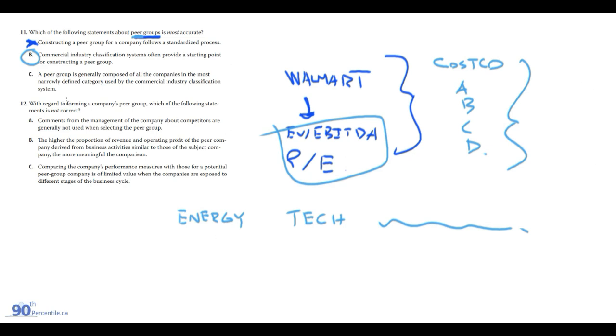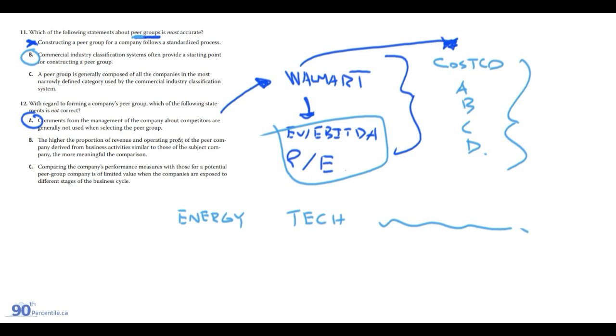Moving on to the next one, with regard to forming a company's peer group, which of the following statements is not correct? A, comments from the management of the company about competitors are generally not used when selecting the peer group. Yeah, I mean, this isn't going to be true, right? If a CEO of Walmart is saying, "Hey, our biggest competitor right now is Costco," what are you going to do? Not include Costco in your analysis? Who are you to say that, right? So this is not correct right off the bat. But we can make our way down the list here as well.